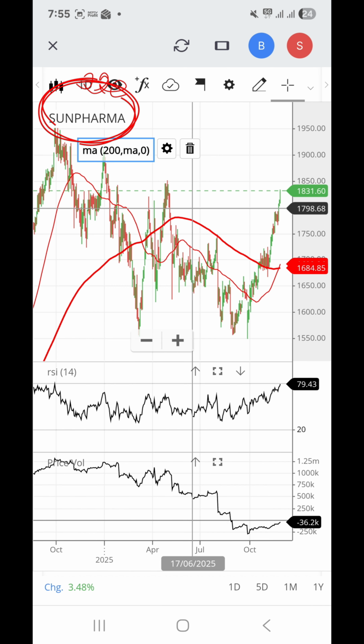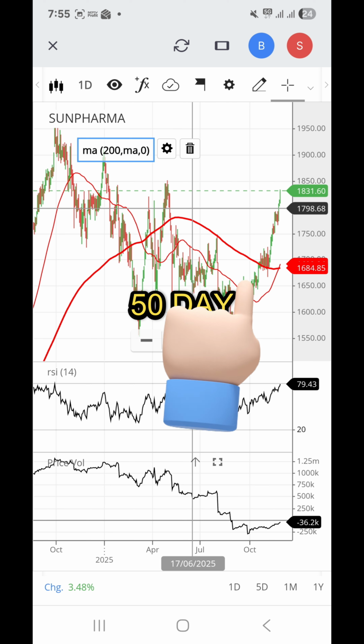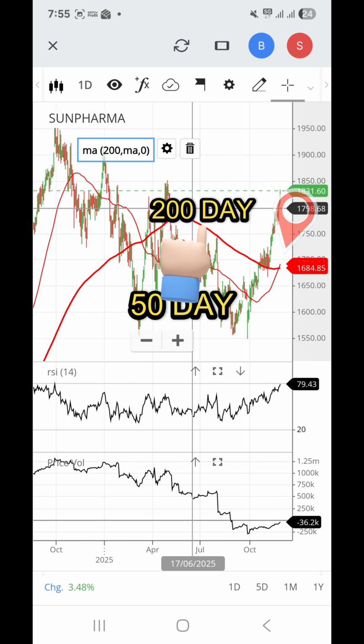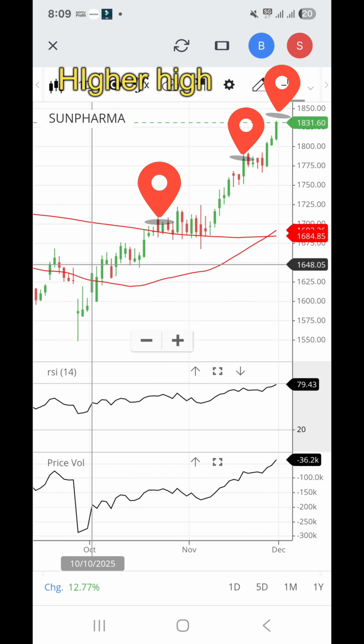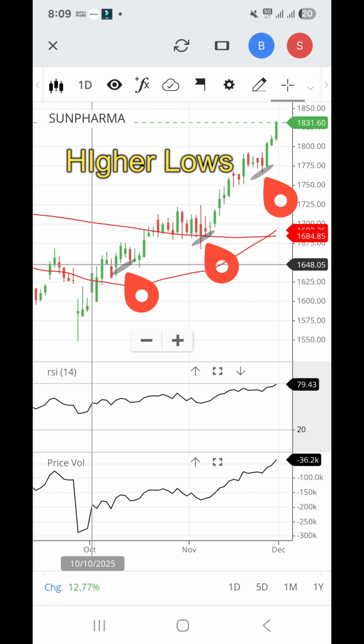Here is what we see on the chart. 1. The 50-day moving average crosses above the 200-day moving average with a clear upward slope. This means momentum is strong. 2. The price is trading far above both the moving averages. This is extremely important because it confirms that the market has accepted the bullish trend. 3. The stock is forming higher highs and higher lows, which is the basic structure of an uptrend.